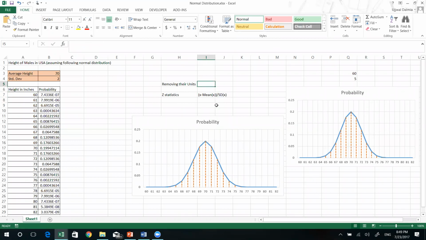Okay, so let's take a few values. Let's say the mean height was 70 and the standard deviation was 2. For height 70, what will be the Z score? That will be equal to height 70 minus the mean of height. What is the mean value of height, guys? 70, exactly. And you divide by the standard deviation, which is 2. So the Z value comes out to be 0. Guys, is this clear to everybody?